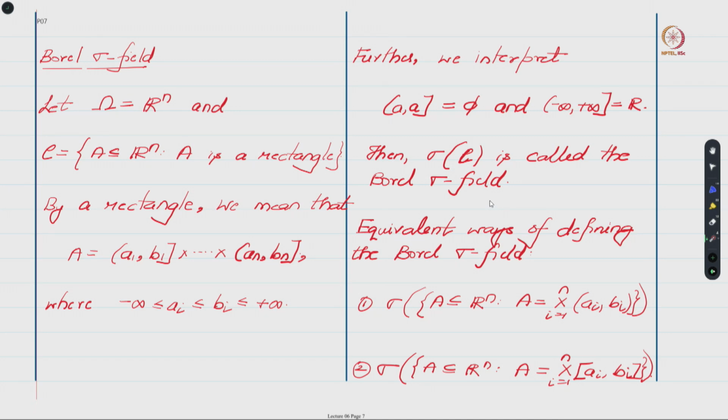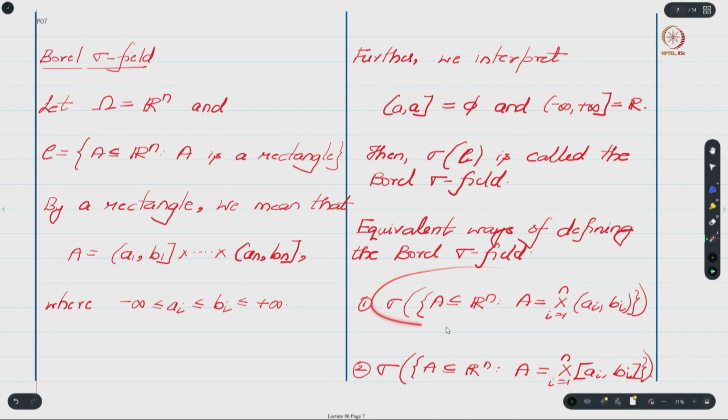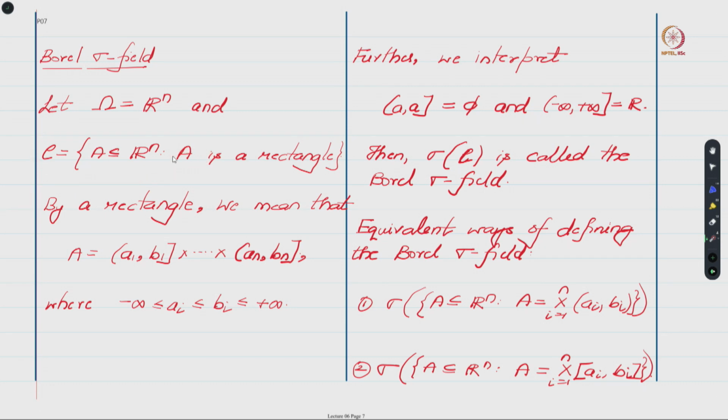There are several equivalent ways of defining the Borel sigma field. For example, you could look at this collection where your collection includes sets of this form, where A is a Cartesian product of intervals of this form, where the interval is open at both ends. Notice that here it was open at one end and closed at the other end, whereas here it is open at both ends, and one can show that if you look at the smallest sigma field containing this and the smallest sigma field containing this, they will both turn out to be the same, meaning every element in here will be in here and vice versa.